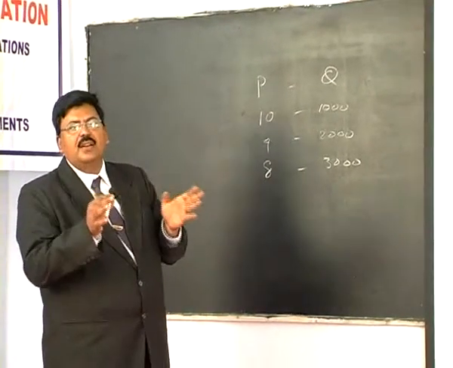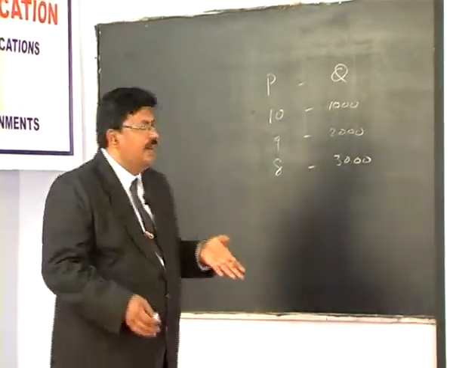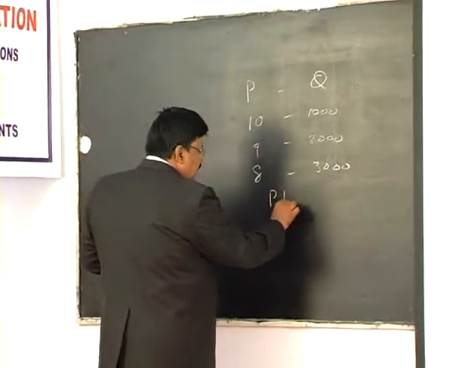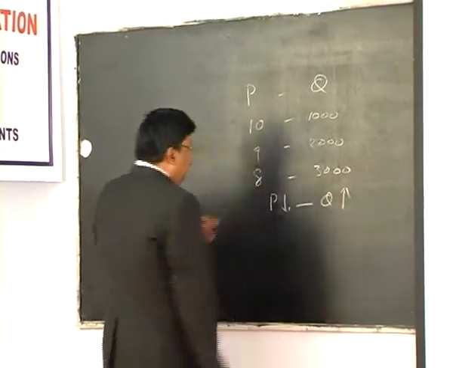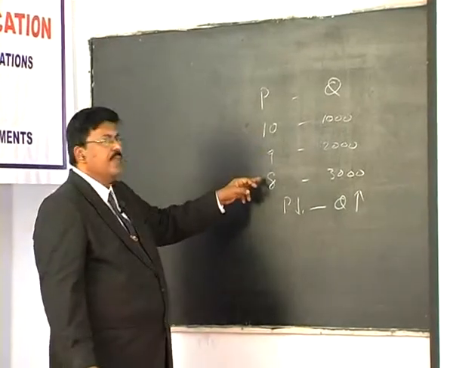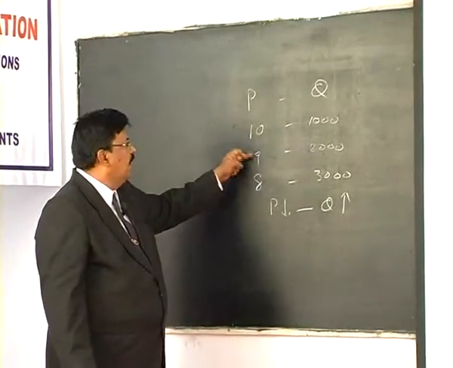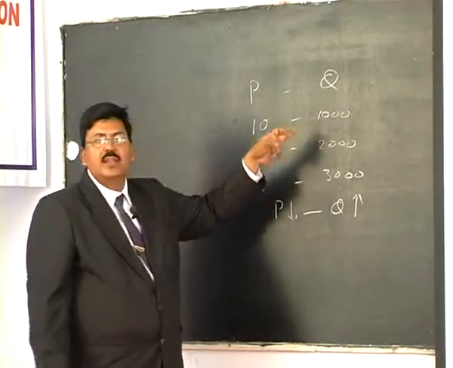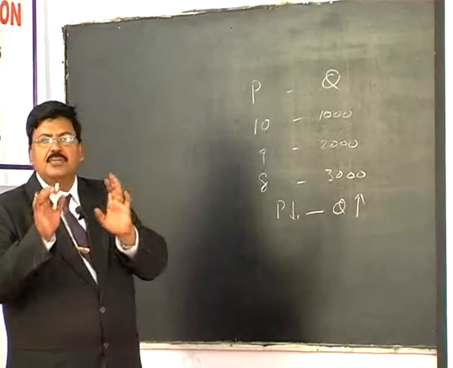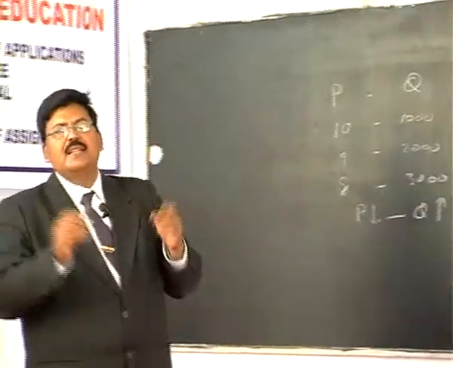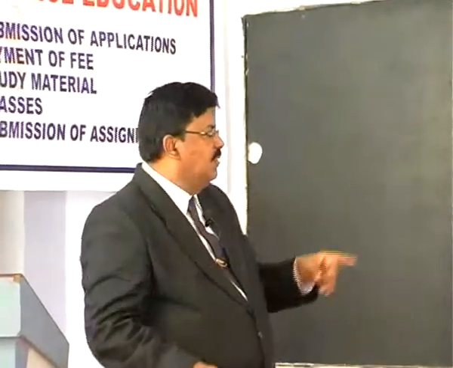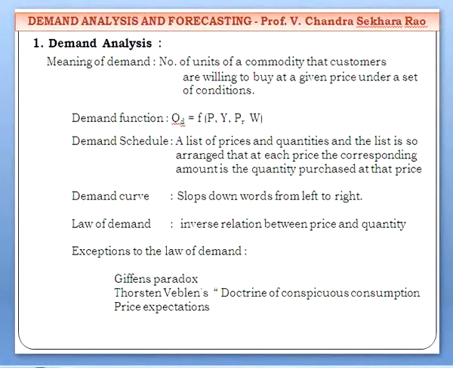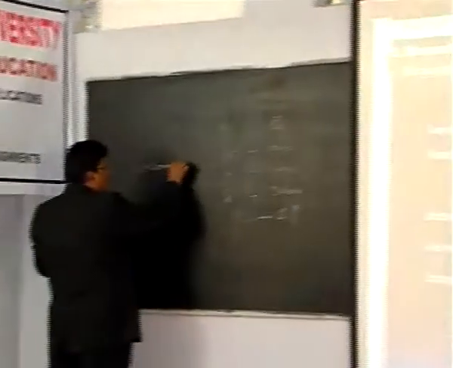So this price quantity relation, what type of relation do you observe here? When price declines, quantity increases. Or you see the reverse way. For example, price increases from 8 to 9 or 9 to 10. Then quantity decreases from 3000 to 2000 and 2000 to 1000. So always you observe an inverse relation between price and quantity, and that inverse relation we call the law of demand.